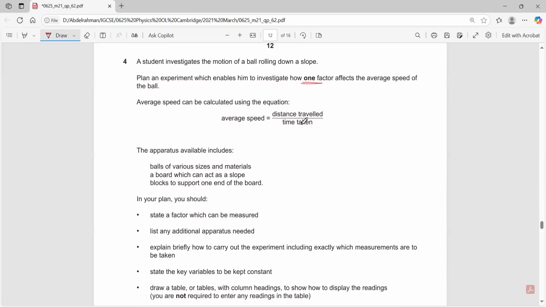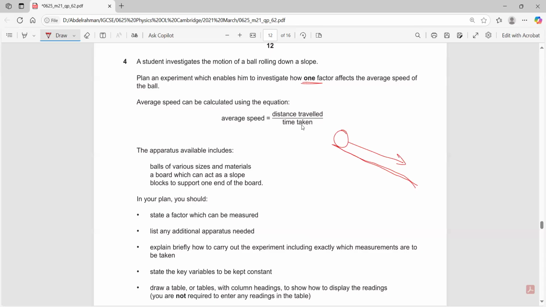The apparatus available includes balls of various sizes and materials, a board which can act as a slope, blocks to support one end of the board. So basically you have the slope, right? You have the slope, and then you have the ball, which would roll down, and then you need to measure the average speed. You have the equation, distance and time. You do have several missing apparatuses, such as the ruler, such as the stopwatch.